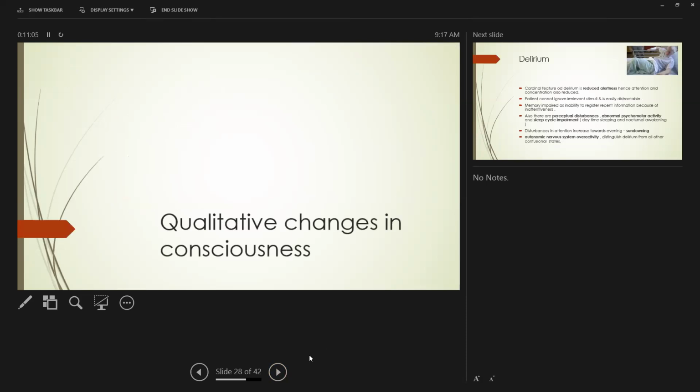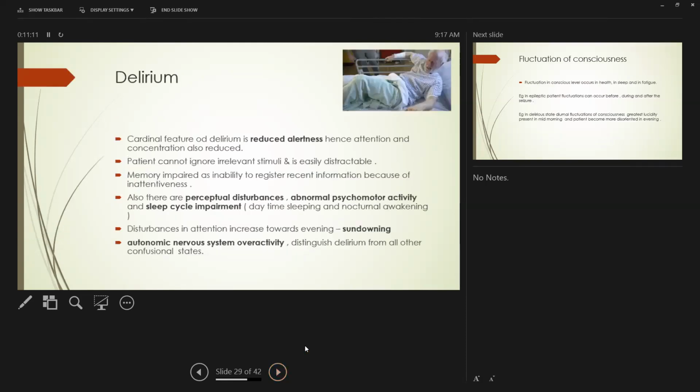Then qualitative changes in consciousness. First is delirium. The cardinal feature of delirium is reduced alertness. If there is reduced alertness, then there will be reduced attention and concentration. The patient cannot ignore irrelevant stimuli and is easily distractible. Memory is impaired because of distractibility. He cannot register the information. Then also, there are perceptual disturbances, abnormal psychomotor activity, and sleep-wake cycle impairment. Disturbance in attention increases toward evening. This is known as sundowning. There may be autonomic nervous system overactivity in delirium, which distinguishes delirium from all other confusional states.